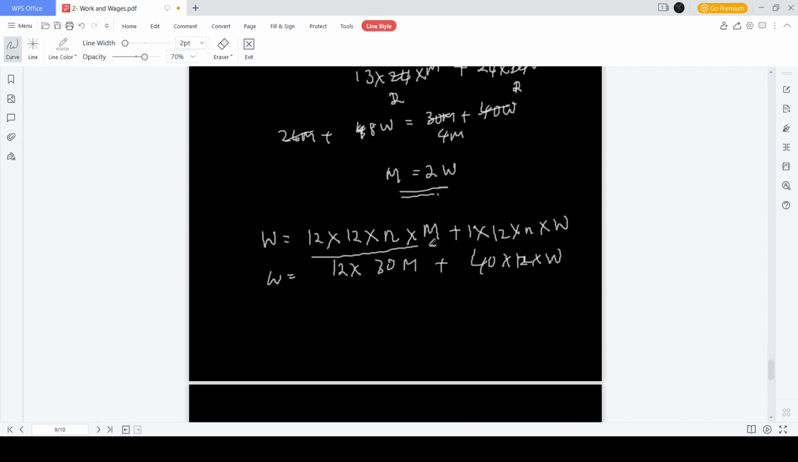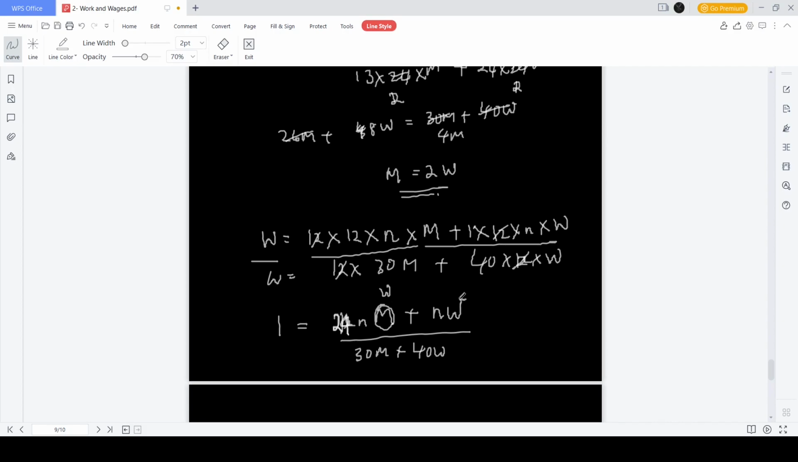Okay, we simply divide on both the sides again. You get 1 is equal to 12, and 12 can cancel everywhere. So you're left with... Also we substitute M is equal to 2W here. So we get 1 is equal to 12 N into M plus N into W divided by 30M plus 40W. Okay, now we substitute M equal to 2W and then we can cancel W everywhere. So M is equal to 2W, you get this as W and this becomes 24N.